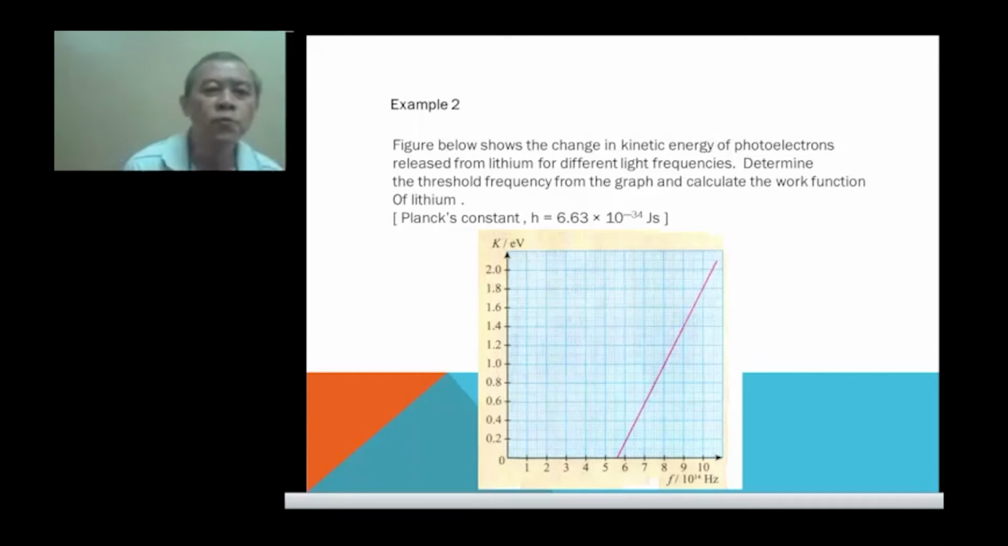Okay, example 2. Let the figure below show the change in kinetic energy of photoelectrons released from lithium for different light frequencies. Determine the threshold frequency from the graph and calculate the work function of lithium. So given Planck constant, h equal to 6.63 times 10 power negative 34 Joule second.